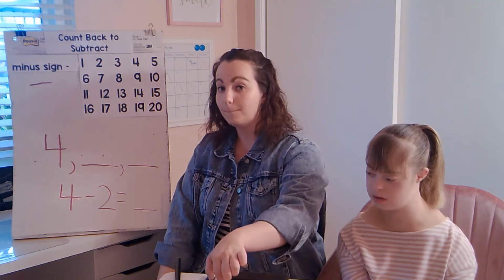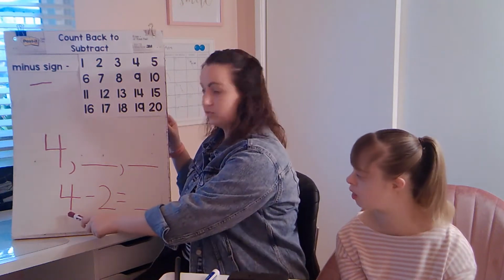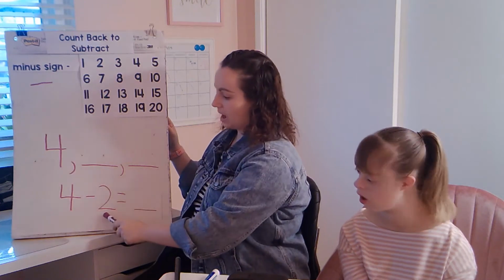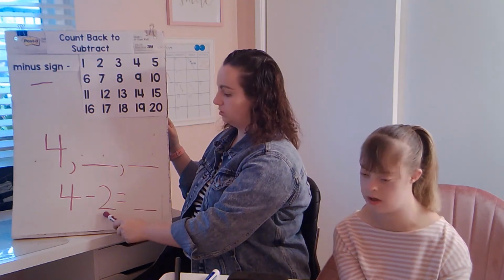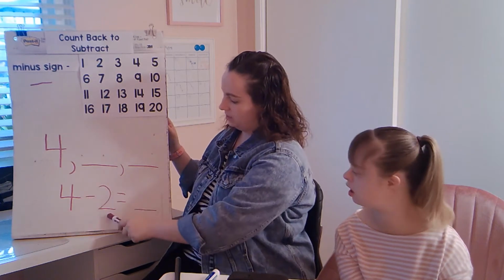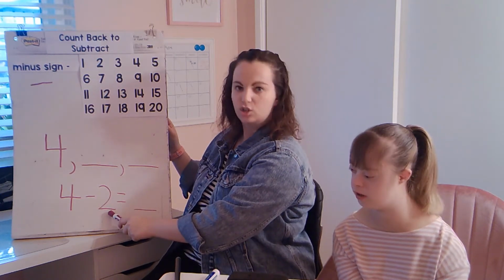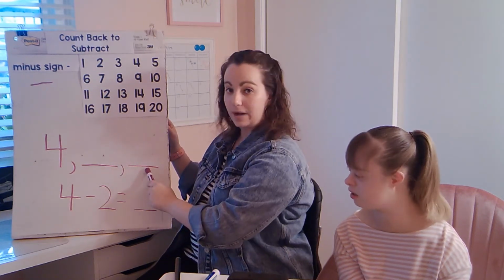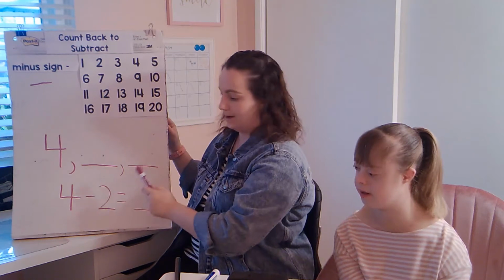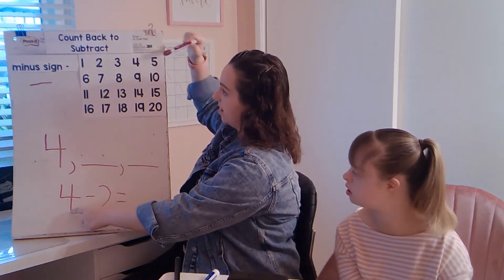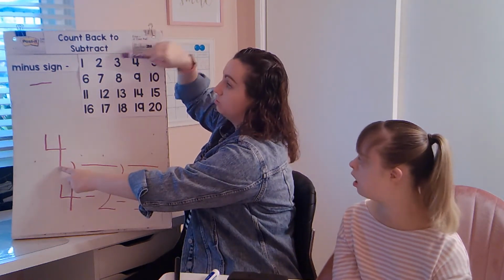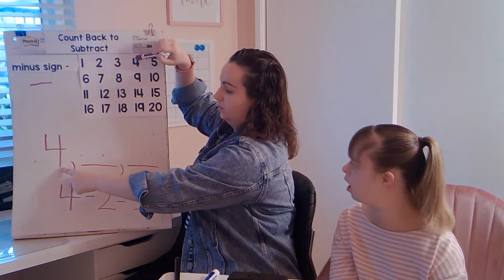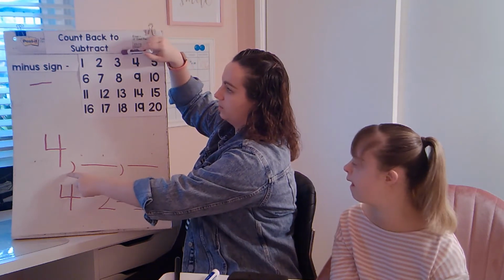So to count back, we start with the first number, the bigger number, 4. And we're going to count back however many we're supposed to take away. Kaylee, how many do we take away? What number is this? 2. That's why we have 1, 2 lines here to help us keep track as we count back. Okay? Let's go ahead, start at 4. I'm going to use my paper up here to help me count back. I'm going to go back. So I subtract or take away 1.